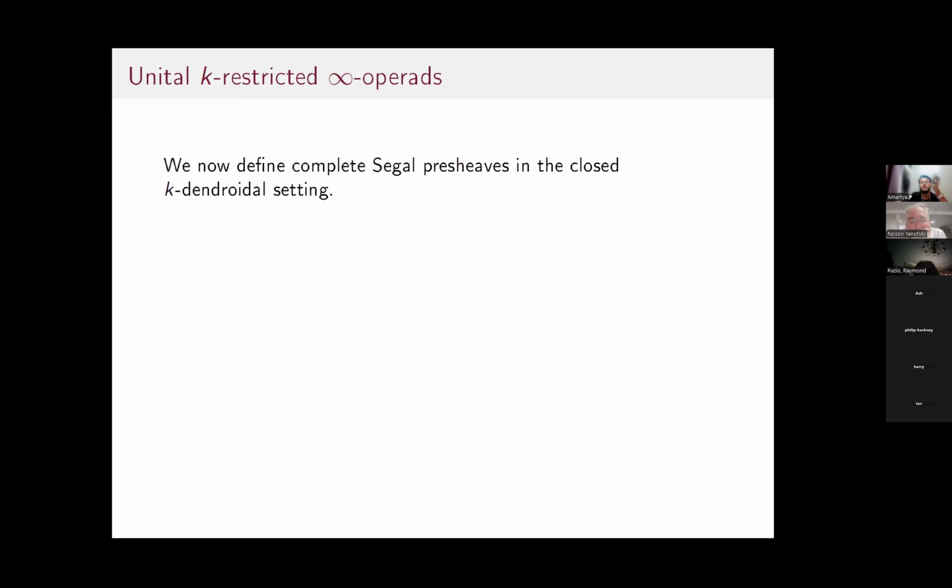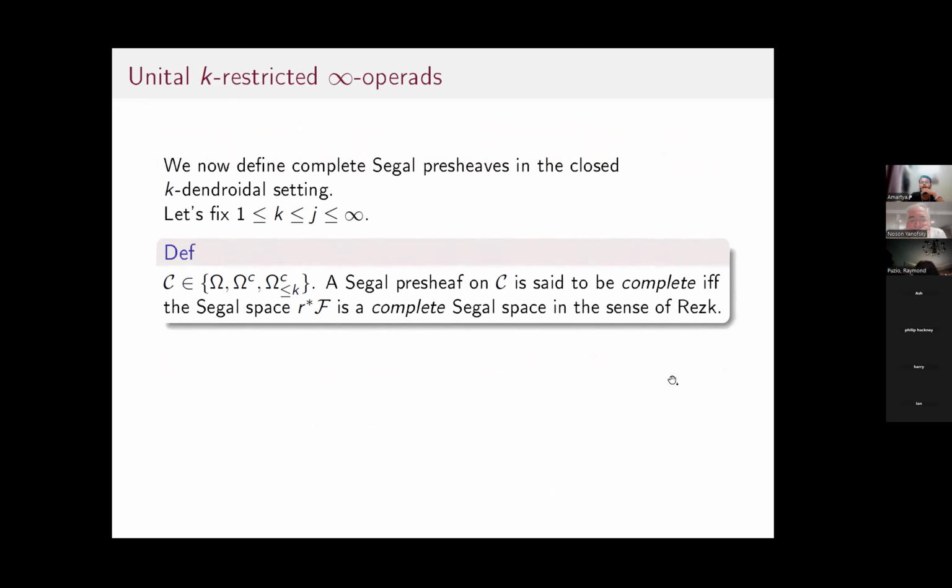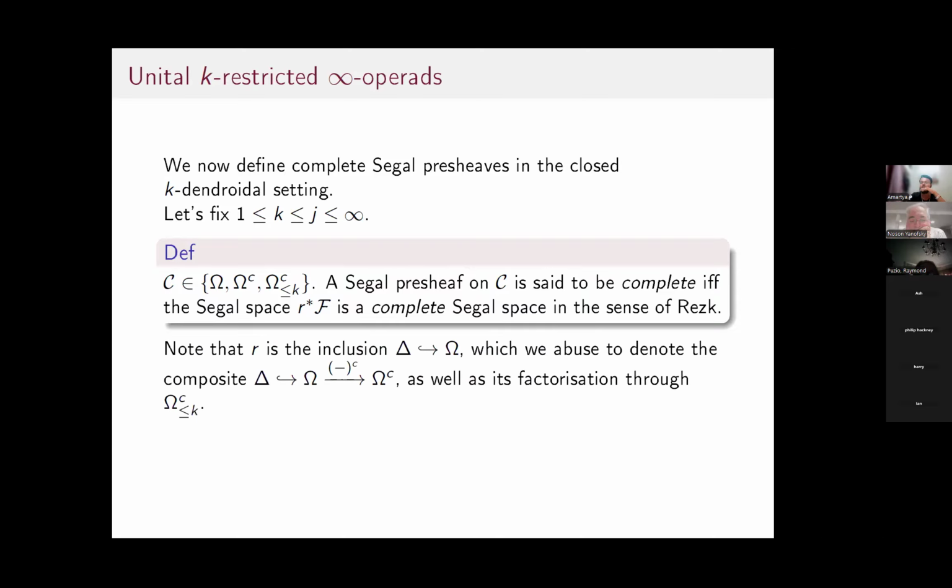Right. So now we can define complete Segal presheaves in the closed k-dendroidal setting. You fix k and j, where C is one of these categories, and a Segal presheaf on C is said to be complete if the corresponding Segal space is a complete Segal space. There's something that I don't want to get into the details of right now, given the time that I have. But that's what I mean when I say complete presheaf infinity categories.